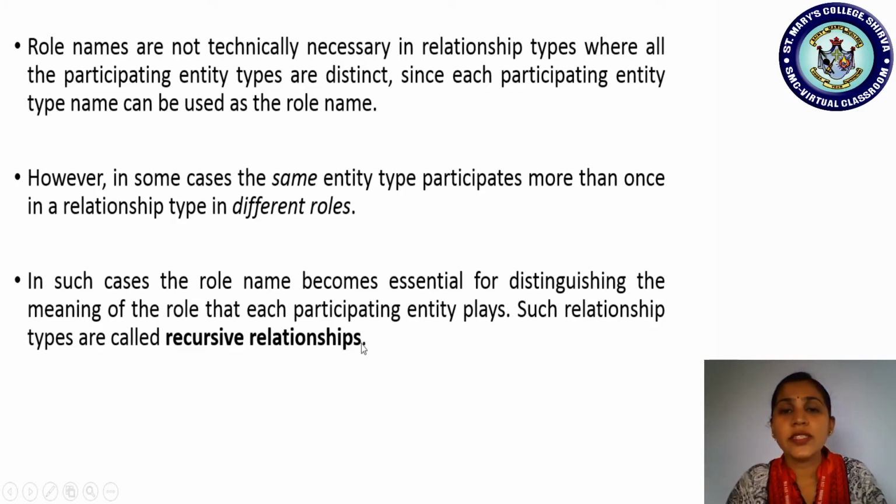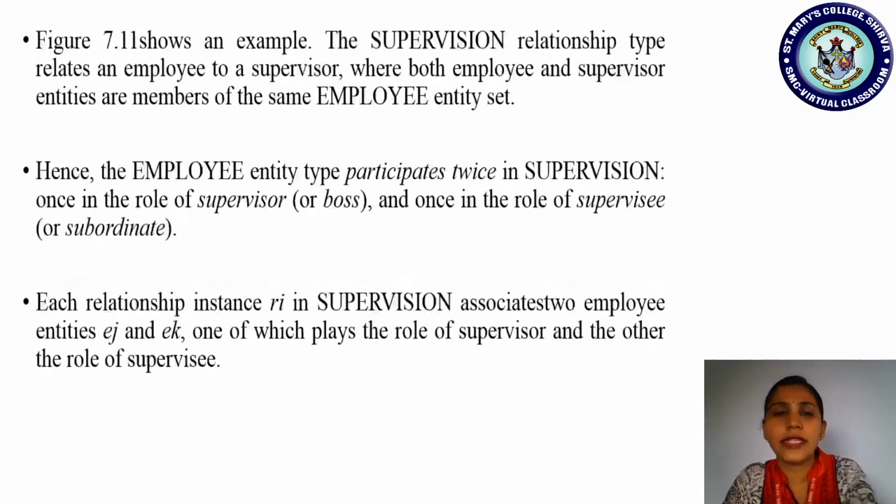Just now I said it is not compulsory to give a role name; the entity name itself can be taken as a role name. But role names become mandatory when one entity is participating more than once with two different roles. In such cases, role names have to be given. Still confusion? Let us take the example now.